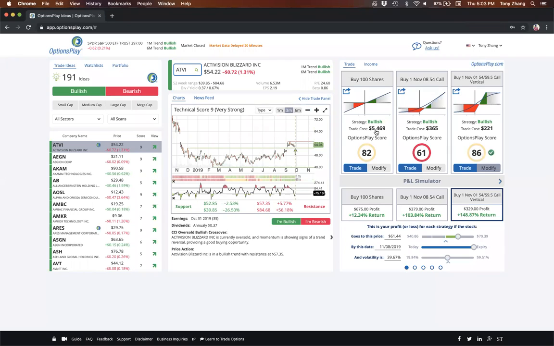Because to buy 100 shares of the stock would cost me roughly $5,400. Buying a call spread costs only roughly a little over $200. So less than 5%.